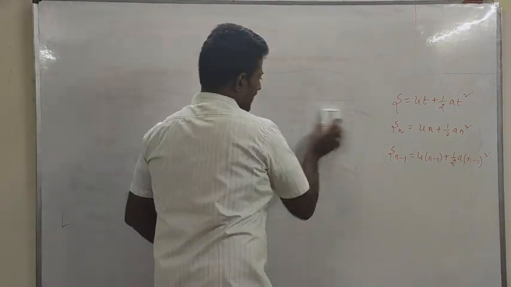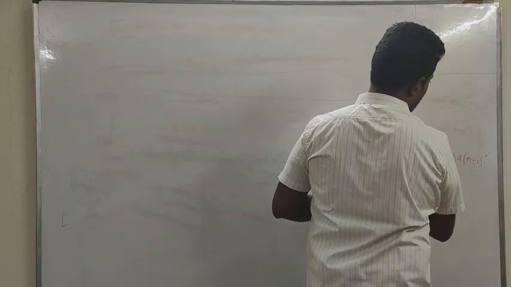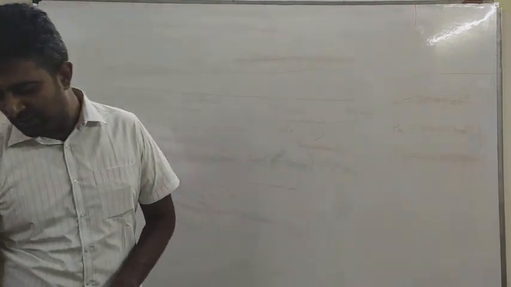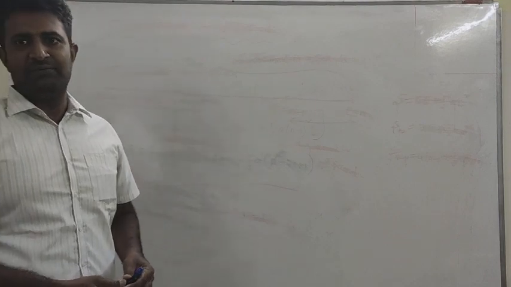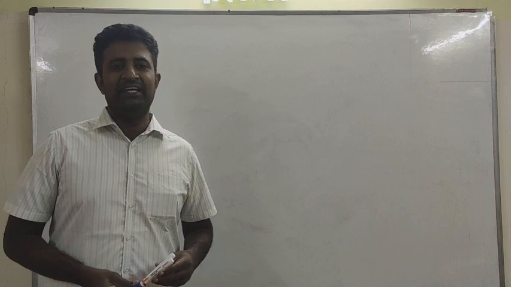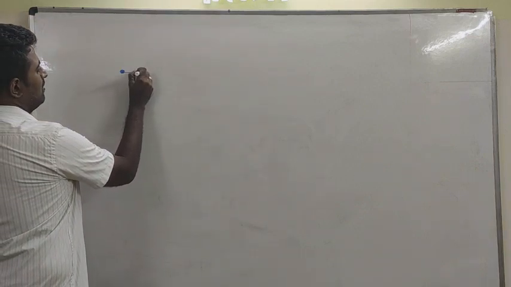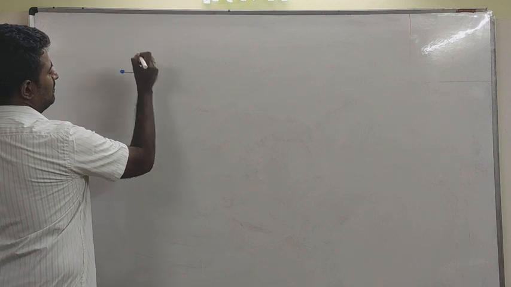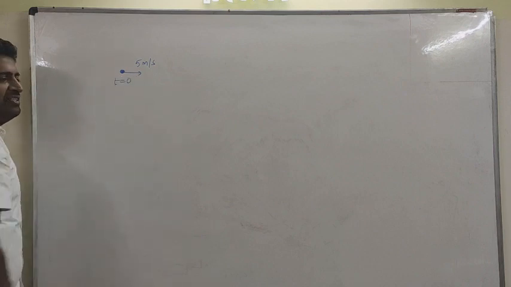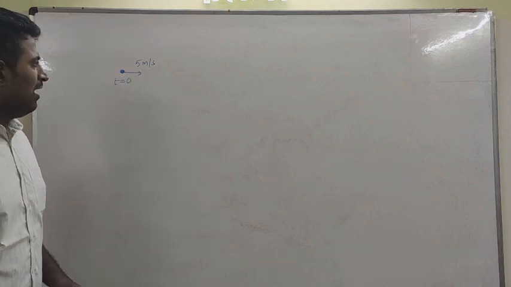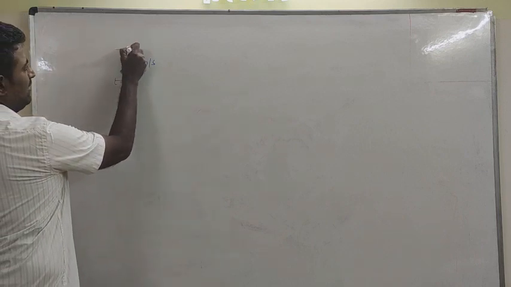Let me take a body which has started its journey with an initial velocity of 5 meters per second. Let us try to understand the nature of its motion with the help of equations of motion. Let me take a particle whose initial velocity is 5 meters per second. At t equal to 0, it has started its journey with an initial velocity of 5 meters per second, and it is under retarded motion with a retardation of 2 meters per second square.